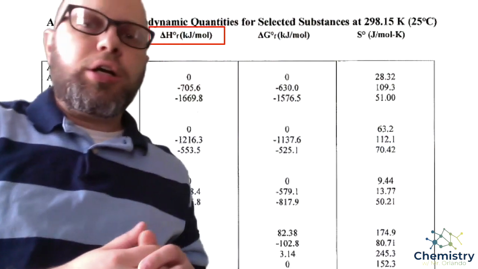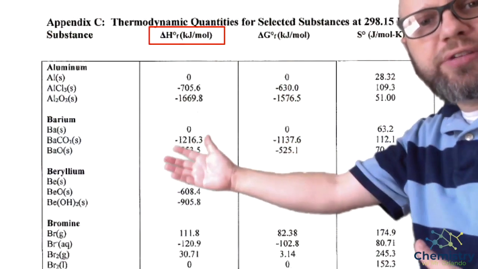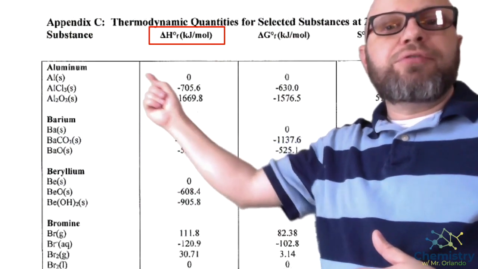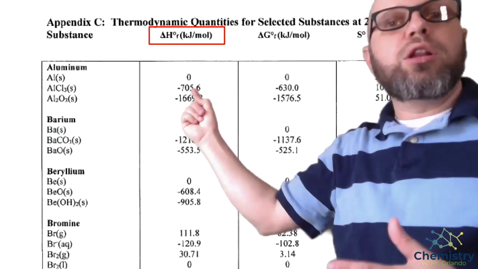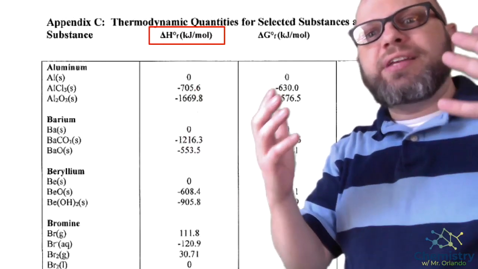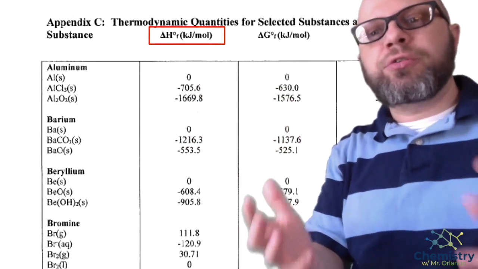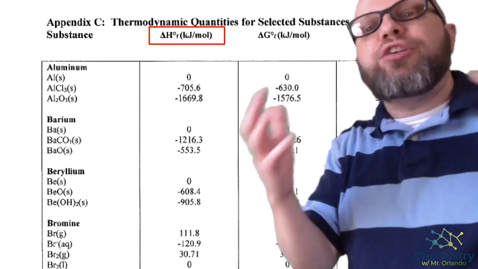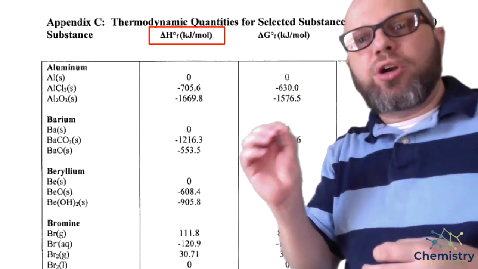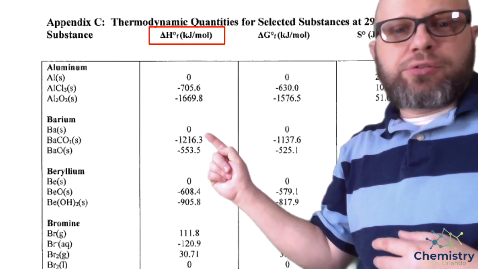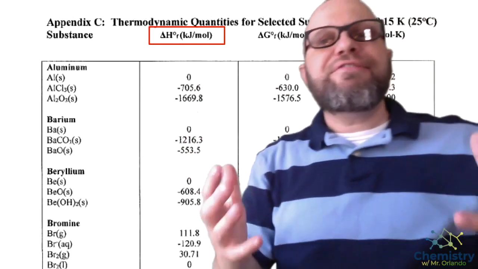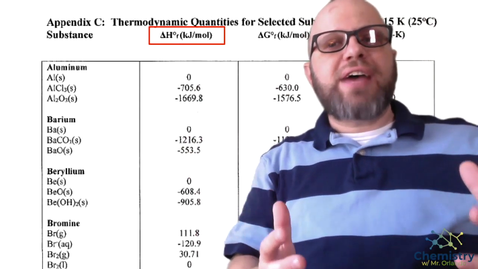So if you look over here, we're going to start off with aluminum. If you notice, the delta H value for aluminum is 0. Now, think about this for a second. Aluminum is an element in its natural state. It doesn't need to form, so the energy associated with its formation is 0. You'll notice barium, also 0, and beryllium is also 0. So for the most part, elements found in their natural state are going to have a value of 0.